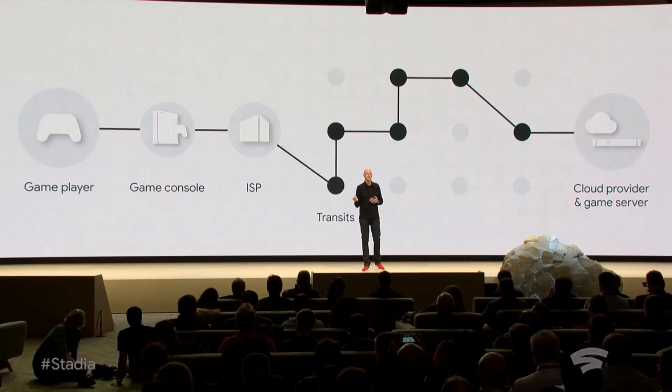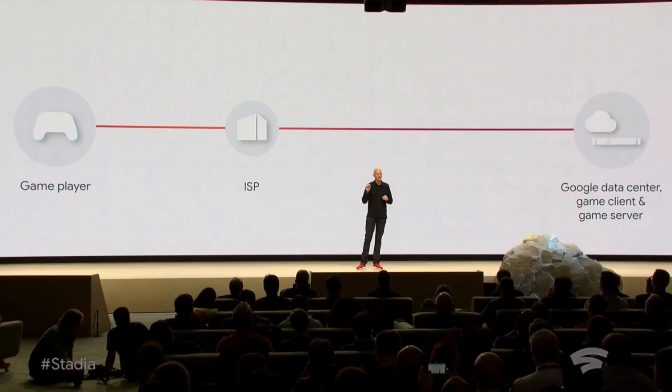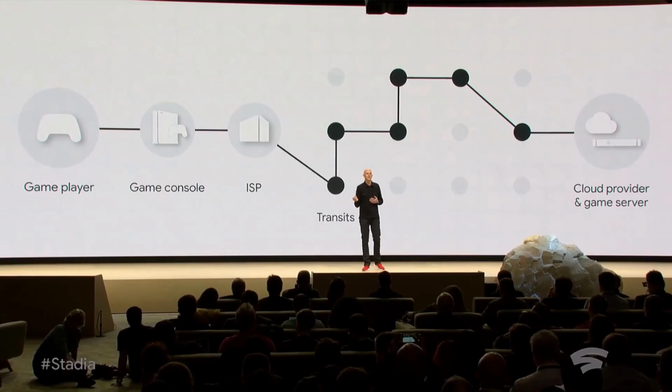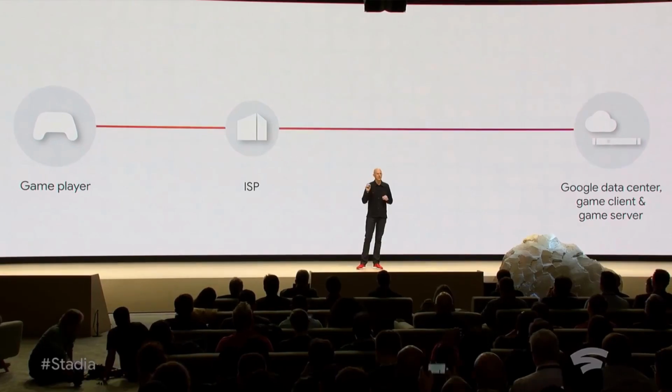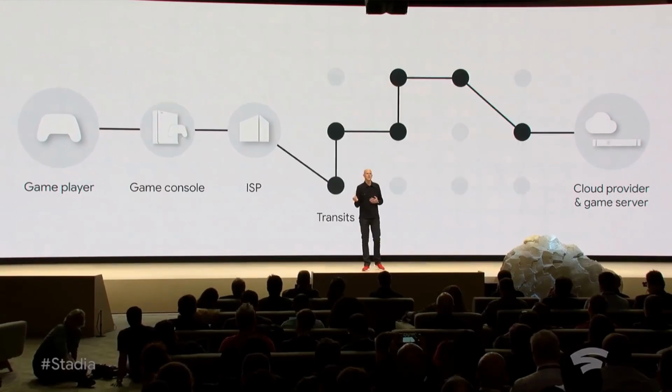So imagine this is Project Stream now, and let's go back to this slide over here. So here in Project Stream, you see Game Player, ISP, Google Data Center. You're missing the console, you're missing the transits, but otherwise these are the same, right? So the device itself is being taken out of the equation, right?